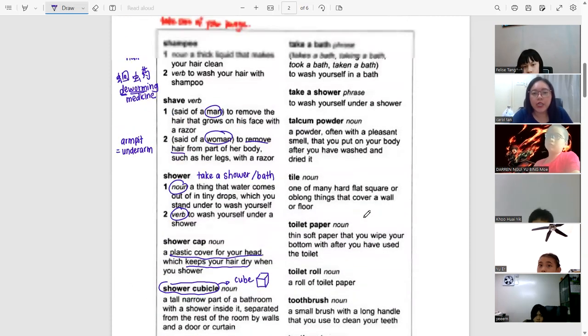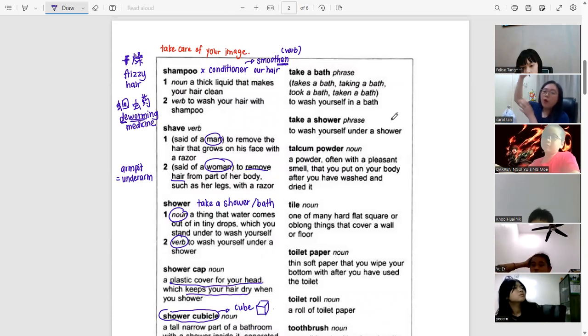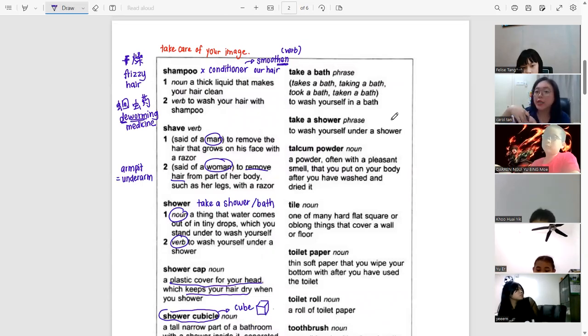So I finish it faster. Take a bath or take a shower. Okay? It's the same. Take a bath and take a shower. What is shower? Shower. Yeah, correct. 花洒, take a shower.